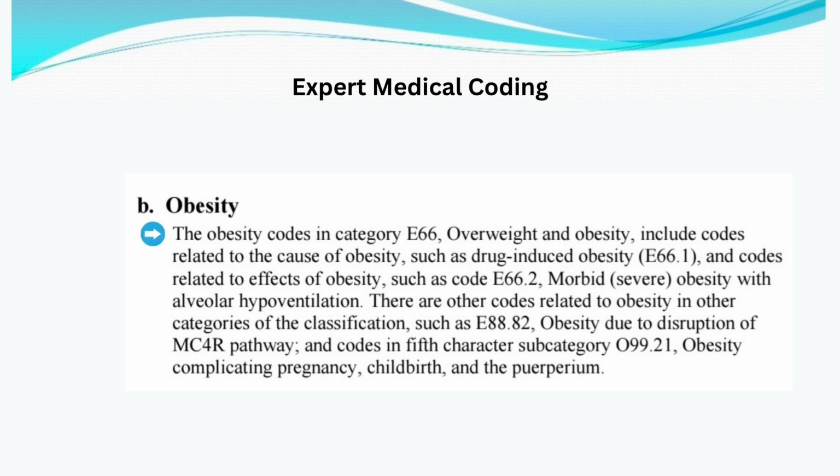The obesity codes in category E66, overweight and obesity, include codes related to the cause of the obesity, such as drug-induced obesity, and codes related to effects of obesity, such as morbid obesity with alveolar hypoventilation. There are other codes related to obesity in other categories of the classification, such as E88.82, obesity due to disruption of MC4R pathway, and codes in the subcategory O99.21, obesity complicating pregnancy, childbirth, and the puerperium. Let's understand this guideline in more detail.